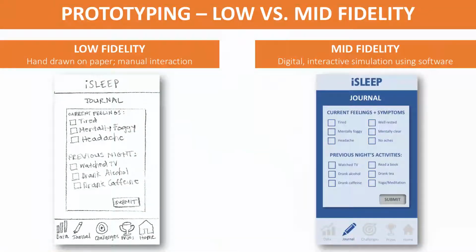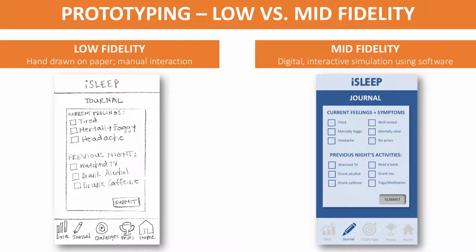Here's a low and mid-fidelity prototype for my sleep app that I'm calling iSleep. As you can see on the left-hand side, the low-fidelity prototype is hand-drawn on an index card, and it includes the act of manually interacting with these index cards. So you can see here it's drawn with pencil and paper, and a user can simply click on those different checkboxes and then place their finger on the submit box.